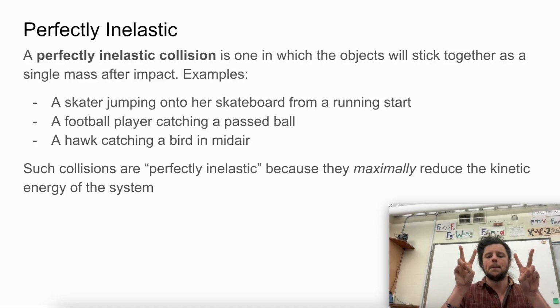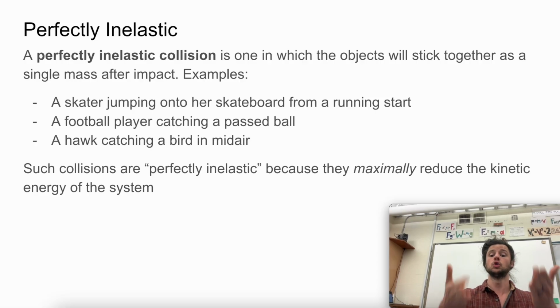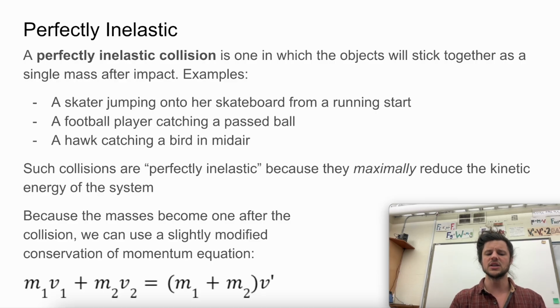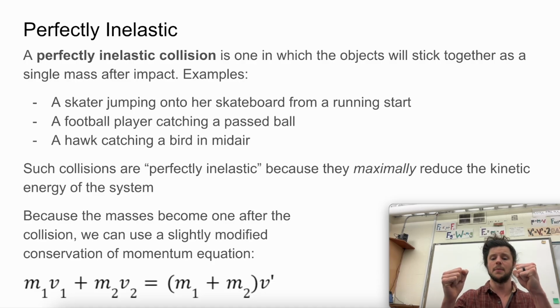And the reason they're perfectly inelastic is that since they stick together after the collision, we're going to maximize the amount of kinetic energy that we can lose from this collision. And because the masses will become one after the collision, we can slightly modify our conservation of momentum equation to say the momentum of object 1 before the collision plus the momentum of object 2 before the collision. Once they collide, they now start moving together as one thing.